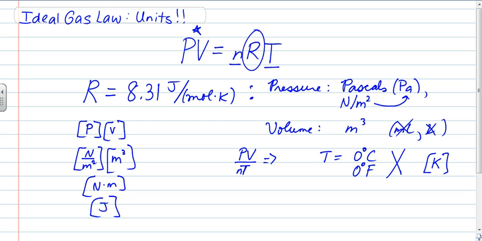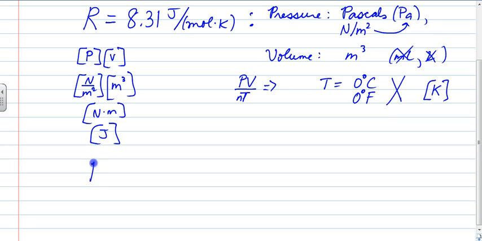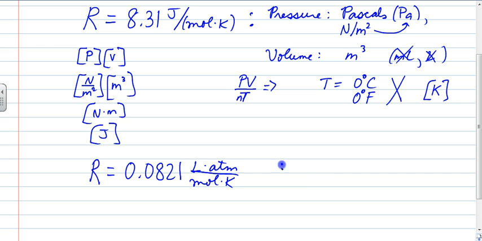Now, sometimes we're given that R is in slightly different units. So it's 0.0821 liter atmospheres per mole Kelvin. Notice that moles and Kelvin are the same. So really what this changes is pressure. So pressure, of course, has to be in atmospheres.